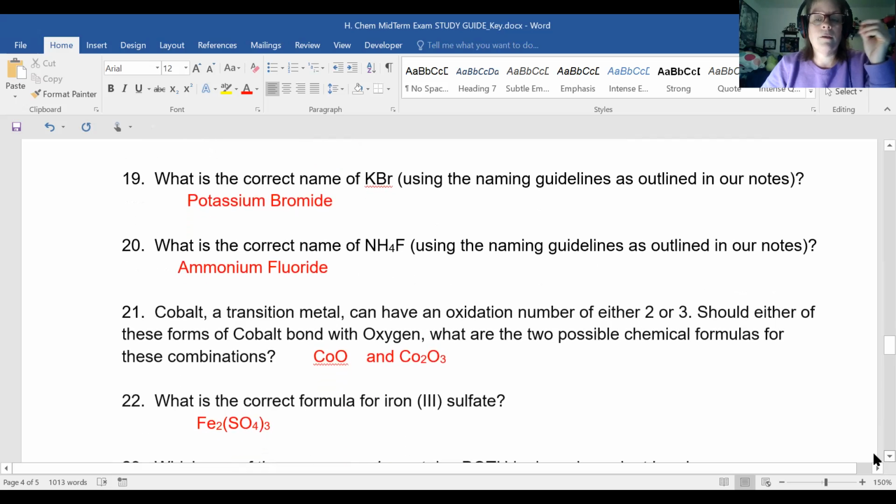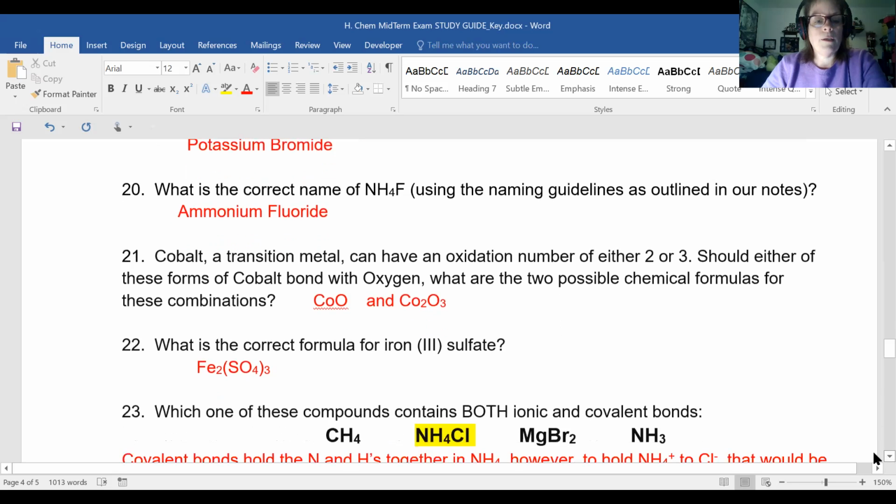Number 19, got to remember your rules for naming ionic compounds. Remember, you name the metal first, and then you name the non-metal second, and the non-metal, you have to change the ending to IDE. So KBr, what would that be called? K, if you look on the periodic table, is potassium, and that is our metal. We name that first. Bromine is our non-metal, but we have to change the ending to IDE, and there is your name for this particular molecule there, potassium bromide.